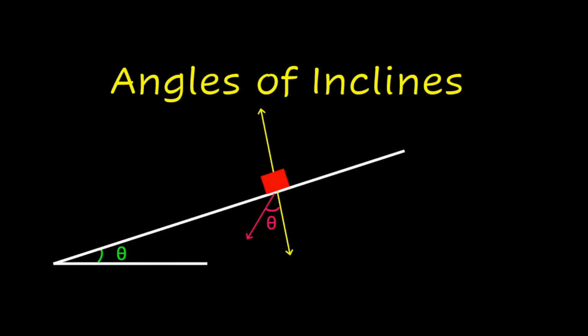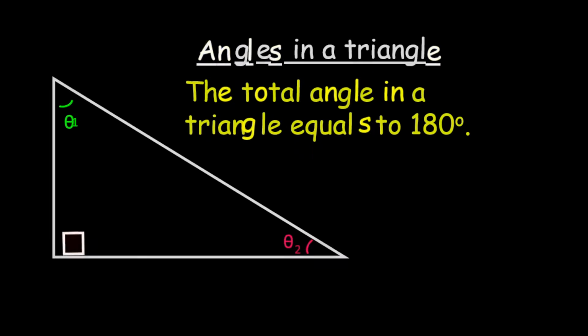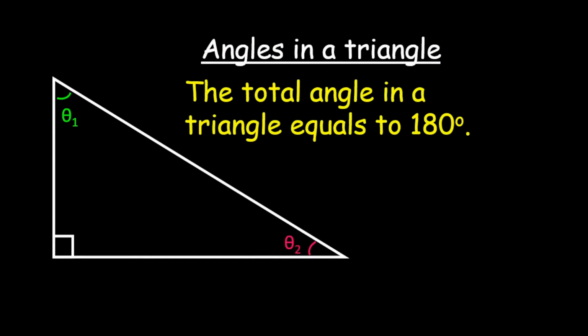Now, today we're looking at angles of inclines, and what I'm going to do is run through some basic concepts by taking you back through your mathematics class. The first concept: we're looking at angles in a triangle. Remember that the total angle in a triangle equals 180 degrees. Therefore, the total angle, 180 degrees, equals 90 plus theta 1 plus theta 2.